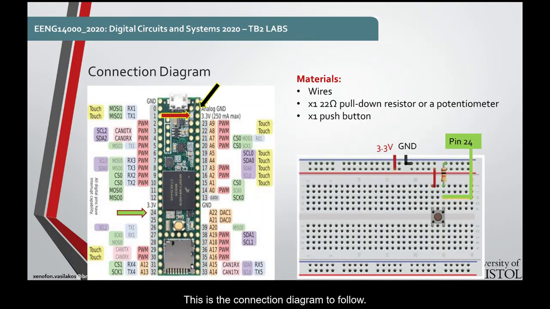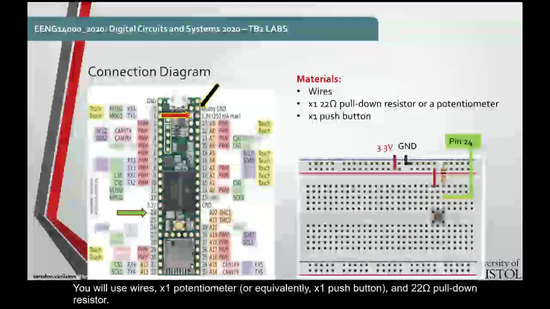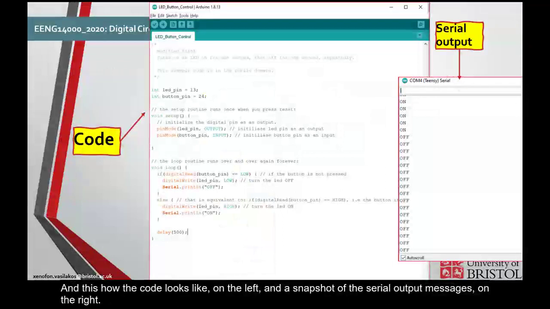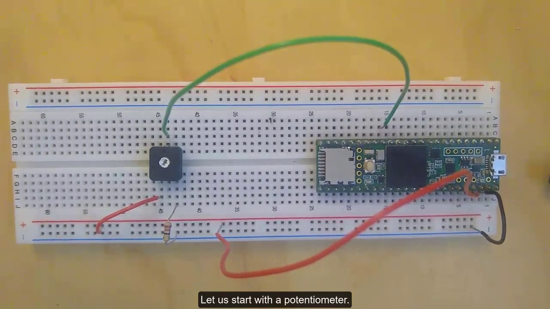This is the connection diagram to follow. You will use wires, one potentiometer, or equivalently one push button, and a 22 ohm pull-down resistor. And this is how the code looks on the left, and a snapshot of the serial output messages on the right. Let us first start with the potentiometer.